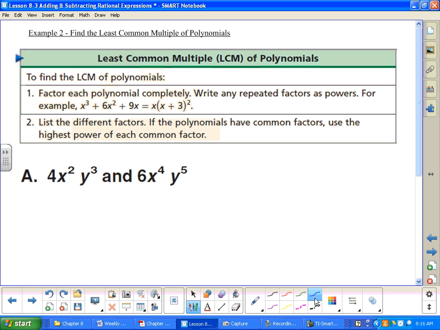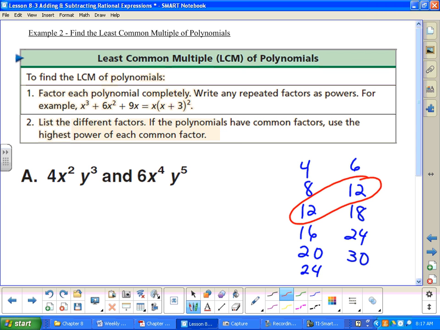Now it's not 2. 2 is the smallest number that goes into them, but I want to know the smallest number that they go into. So if I list the multiples of 4 and the multiples of 6, what's the smallest one that they both go into? 12. So 12 is the least common multiple of 4 and 6.